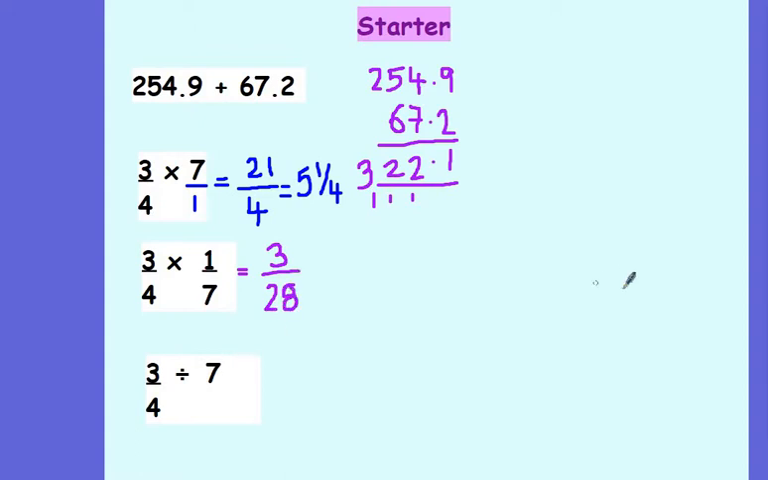And for the last one, we need to use our keep, flip, change. The first thing I'm going to do, whenever I see a whole number, I write it as 7/1. I want to keep my first fraction, which is 3/4. Flip my second fraction, which will become 1/7. And change the sign from a divide to a multiply. I've now got 3 times 1 on the top, which gives me 3. 4 times 7 on the bottom gives me 28. You might have noticed that 3/4 multiplied by a 7th is the same as 3/4 divided by 7. Well done if you spotted that.